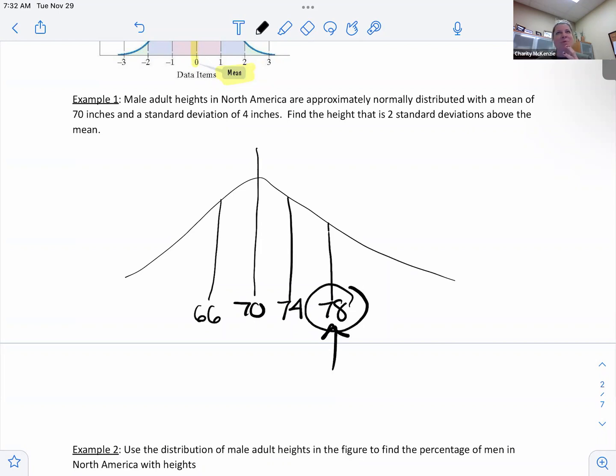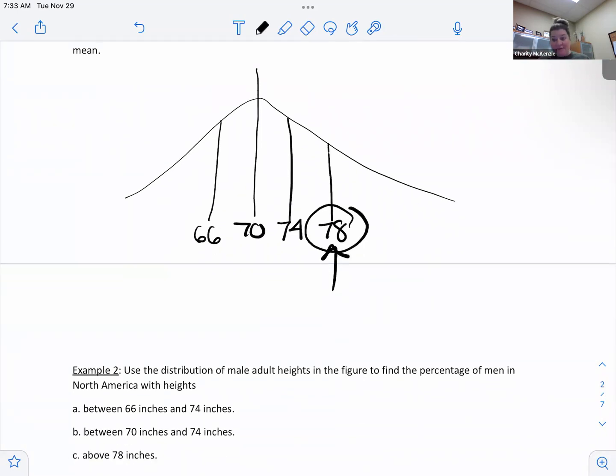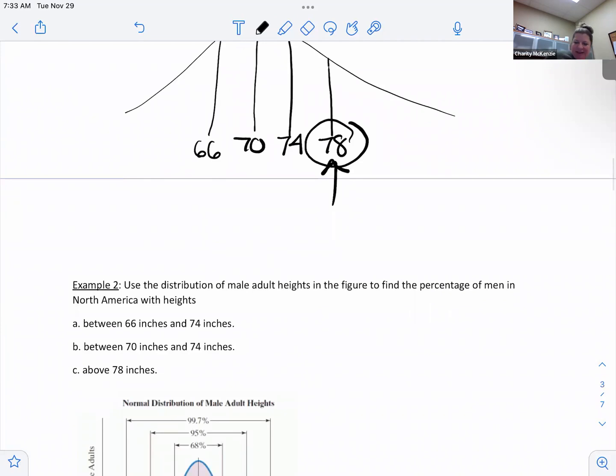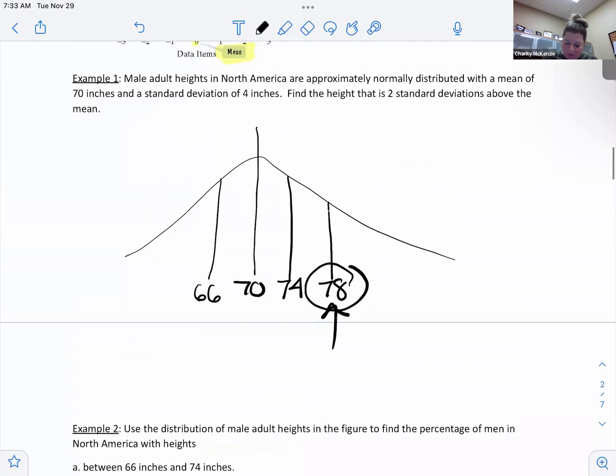It's on the border of what some statisticians say is significantly tall. Okay, it's on the border. Anything above would definitely be significantly tall. So I think 2 standard deviations is what most books say is considered significantly big. And if we went short-wise, the other way, subtract 4 more, 62.